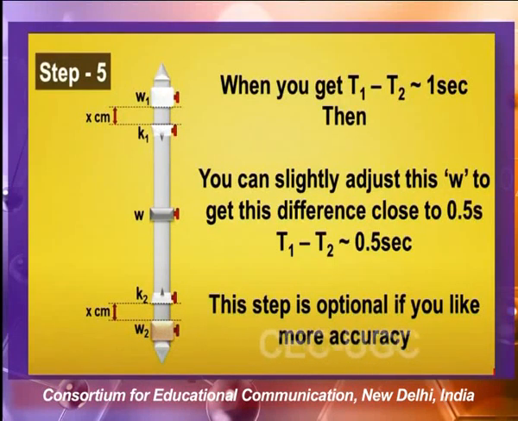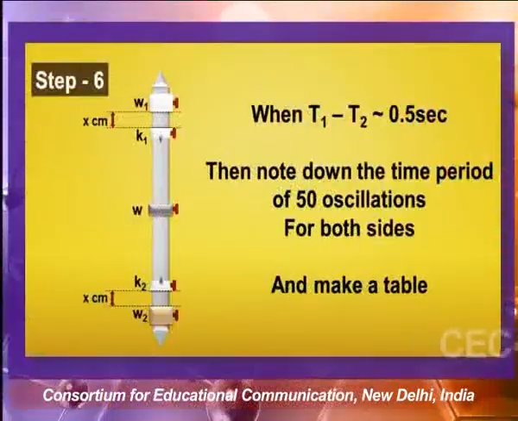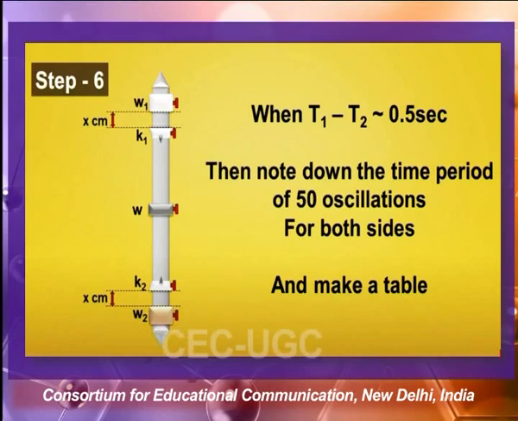When your T1 minus T2 is equal to 1 second, you can slightly adjust this W to get the difference close to 0.5 second. This step is optional if you want more accuracy. Otherwise, if your T1 minus T2 is equal to 1 second, you can do your experiment. When T1 minus T2 is approximately 0.5 second, note down the time period of 50 oscillations for both sides and make a table.